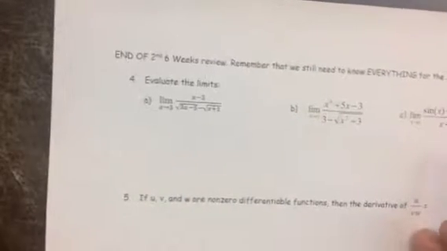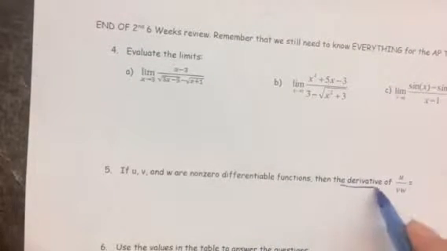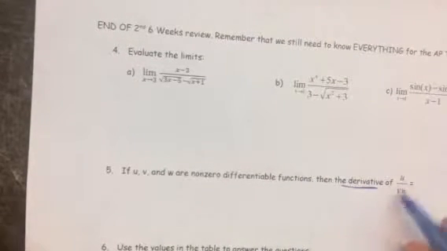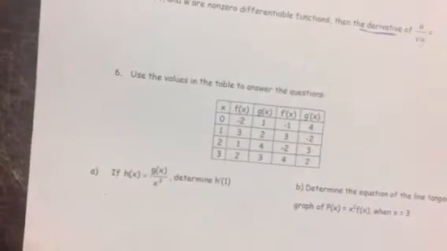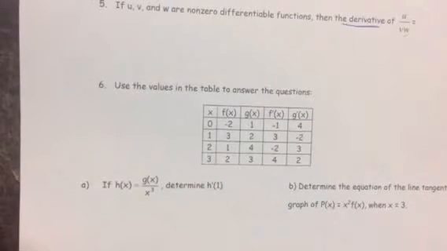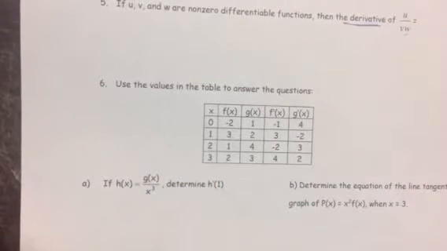The first section has some limits. The next one, I want you to do the derivative of this. This is clearly going to be a quotient rule. Then we've got this table where you've got these weird derivatives to do. None of them should be tough if you know what you're doing. If you need any help on these review things, make sure you come in and get it because this stuff isn't going away.